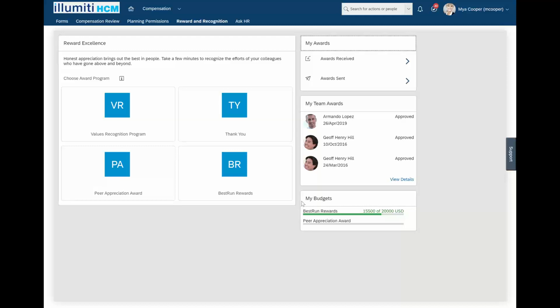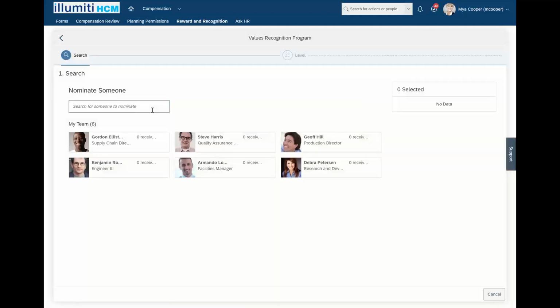So in order to use this bit of functionality, we just come in and choose the type of award we'd like to give. And then we nominate people to receive those awards. And we can see, based on the little data boxes here, who has received this type of reward in the past. So if I think that Gordon has just done a wonderful job displaying our corporate values and I really want to give him some recognition, I can select him.